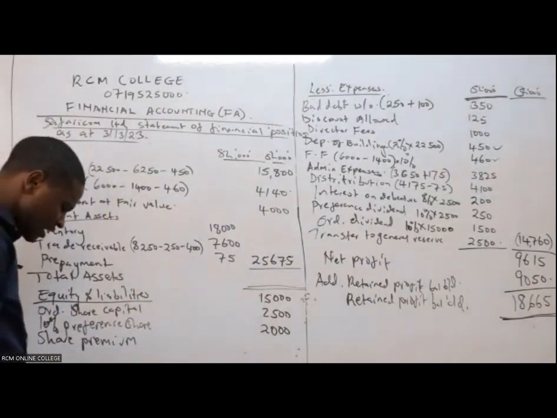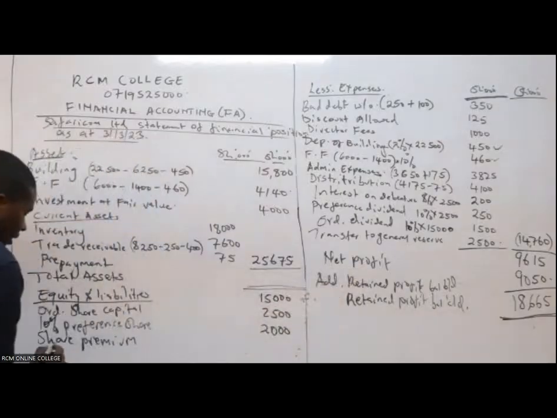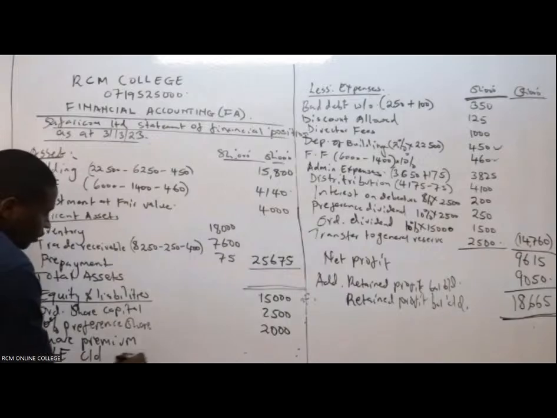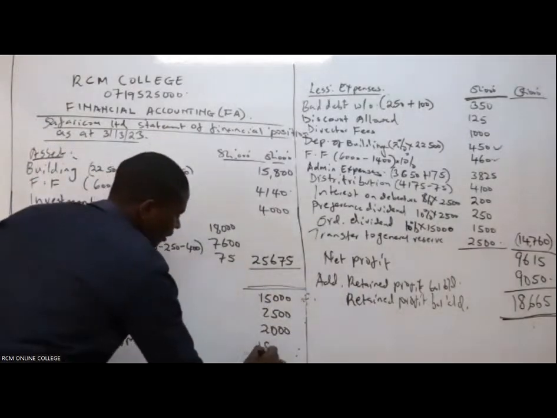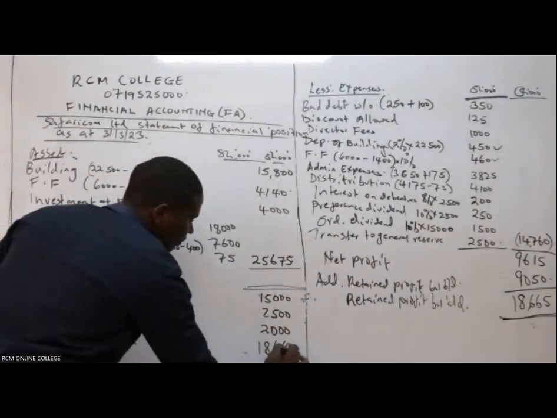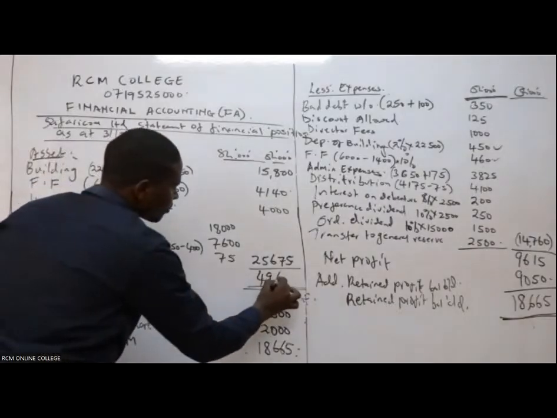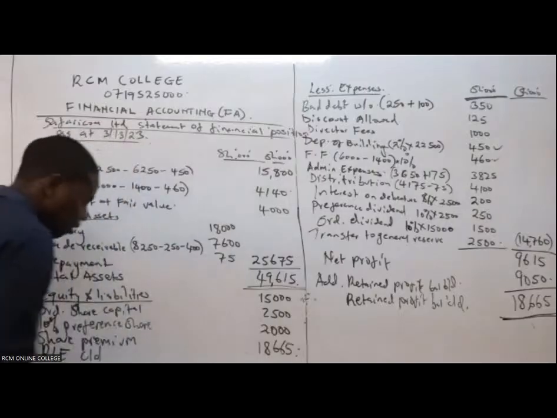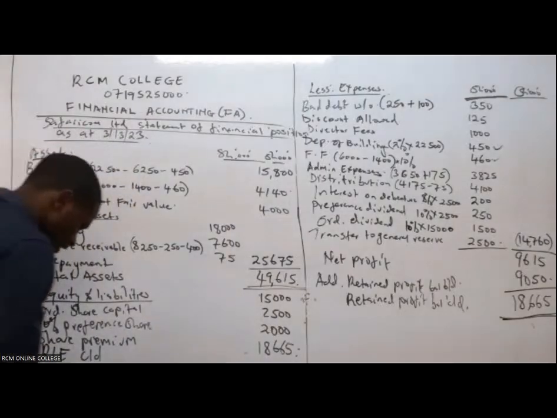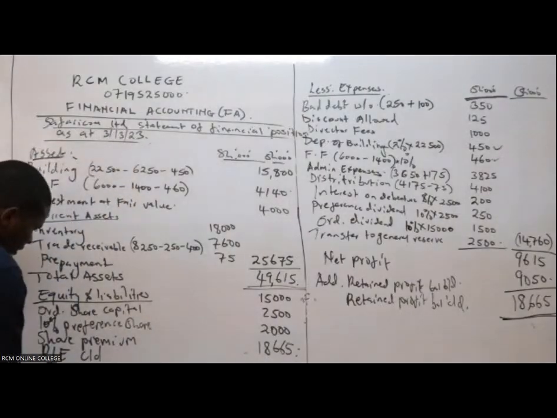Then we had retained earning. The one that is carried down. Retained earning carried down, that is 18,665. 49,615. We are almost there. Then we have the transfer to general reserve.